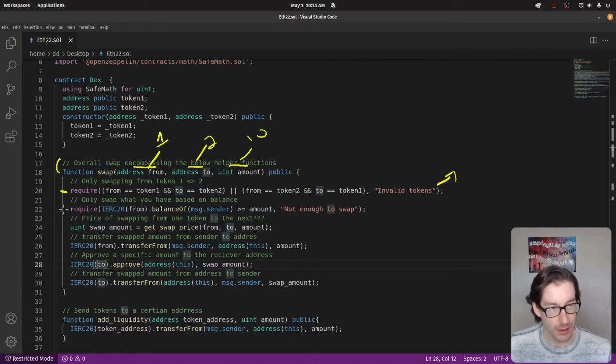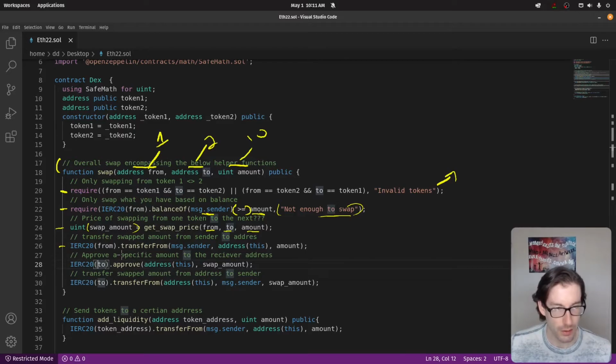The next require statement here is saying that the sender that's requesting the swap has to have either greater than or equal to the amount. So if they don't have enough to swap, then they can't swap it. Simply put here. And that's the error message you would get. And then below this, we're going to tell you the swap amount that's being requested. So you're going to say from token 1 to token 2, you want to swap 10. It's going to say, okay, the swap amount is 10.